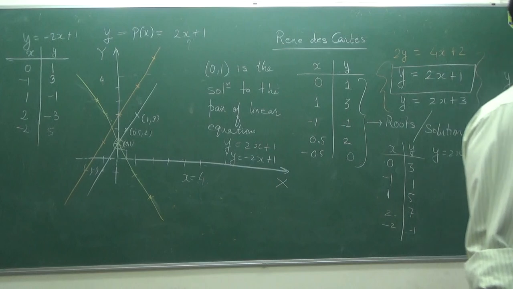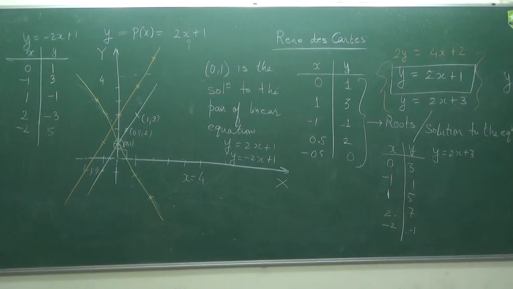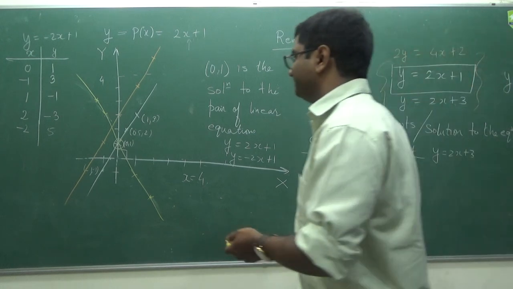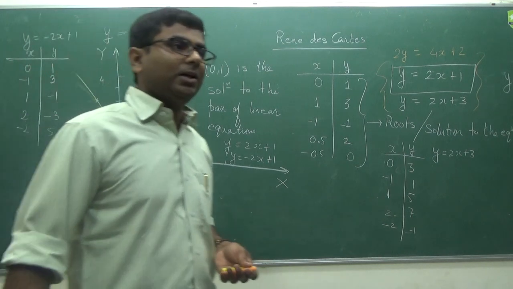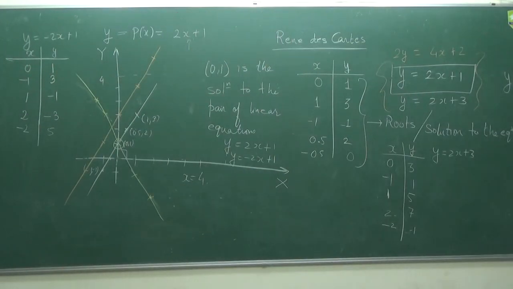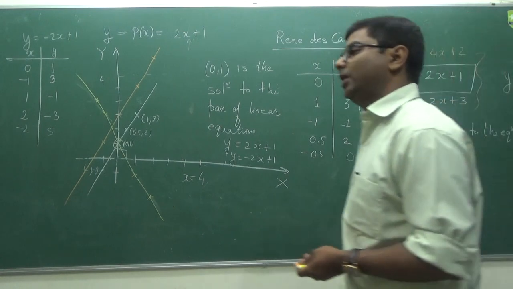But then in school we learned that parallel lines are inconsistent and have no solution. Inconsistent. If they intersect, then they are consistent and have a unique solution. If they are parallel, they are inconsistent and don't have a solution. Fair enough. Okay.